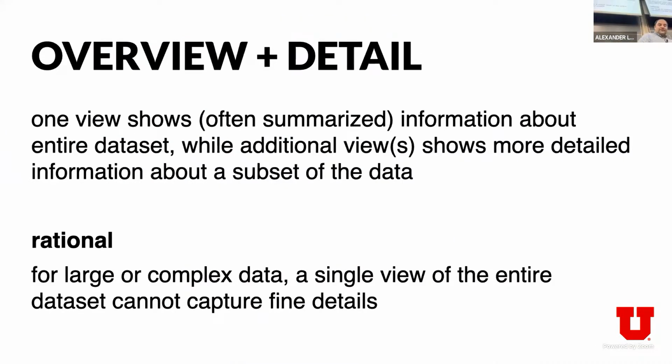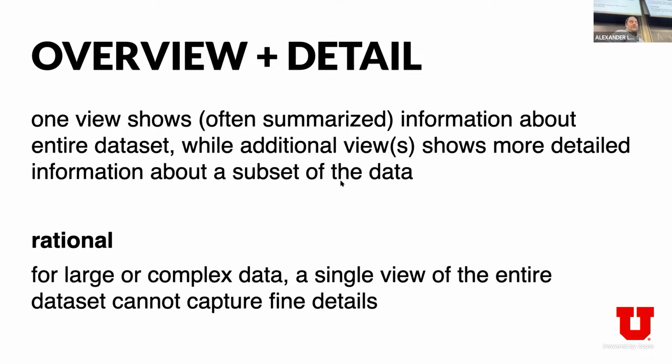Great. So the next thing I wanted to talk about is overview plus detail. Overview plus detail is when one view shows summarized information about an entire data set, while additional views show more detailed information about a subset of the data. So for example, in the COVID dashboard we just looked at, the map shows the overview, right? It shows the data for all countries. And then on the left, we had the countries with the most cases. So that was a detailed view of that.